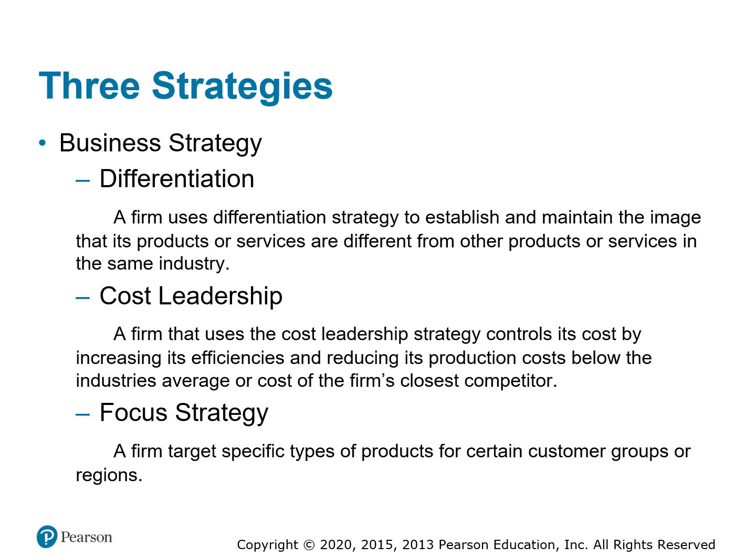Some other firms implement value as their differentiating factor. In this case, the firm's competition is based on charging reasonable prices for its goods and services. Cost leadership is another form of business strategy. A firm that uses the cost leadership strategy controls its costs by increasing its efficiencies and reducing its production costs below the industry's average or cost of the firm's closest competitor.